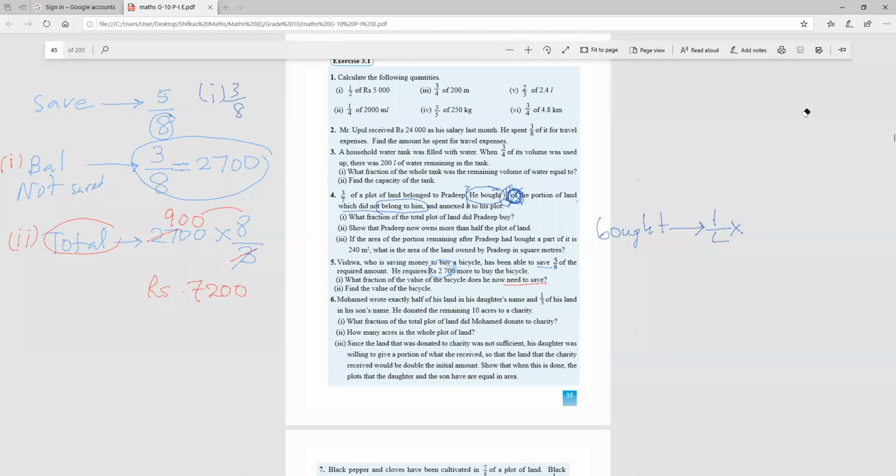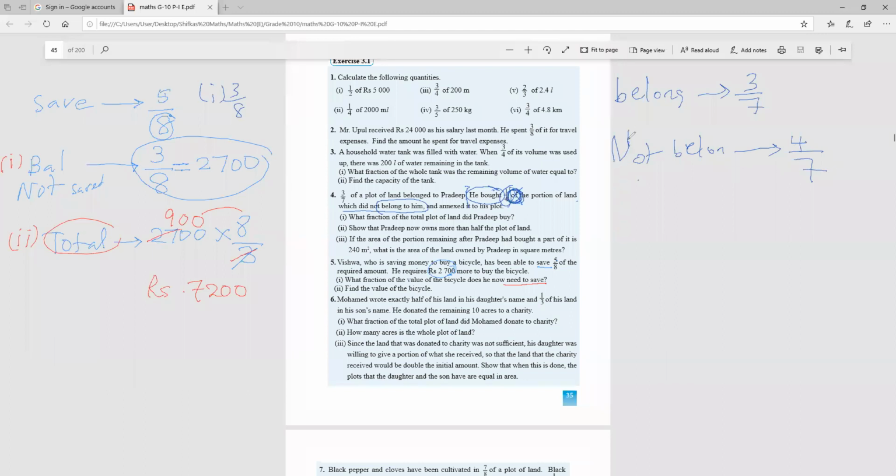Children, these types of questions only come for your exam. Listen carefully. 3/7 belongs to Pradeep. Not belonging to Pradeep is 4/7. Is it clear?